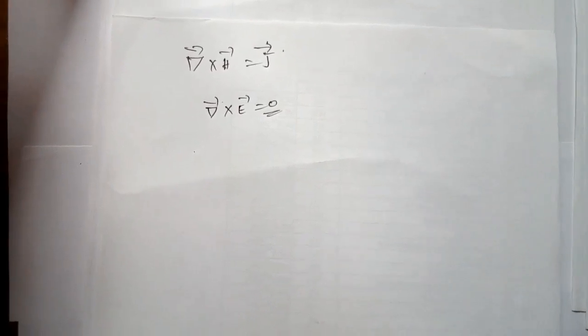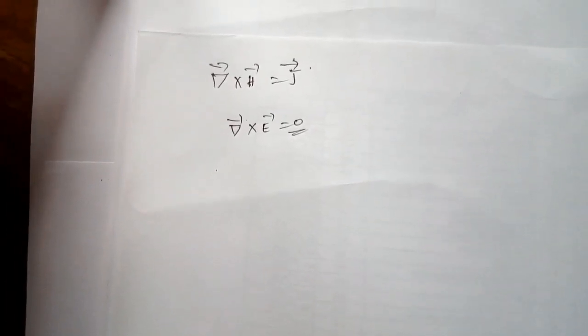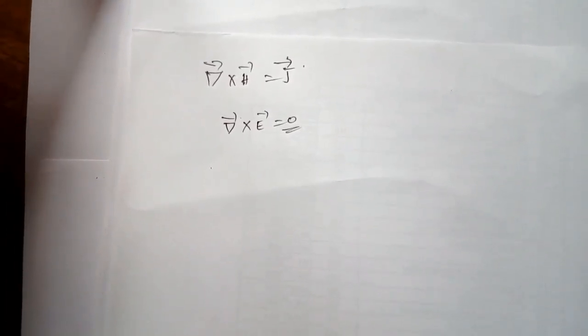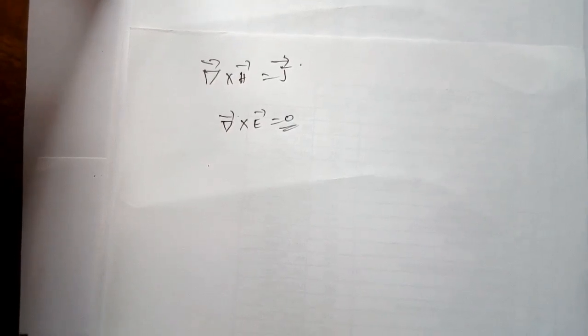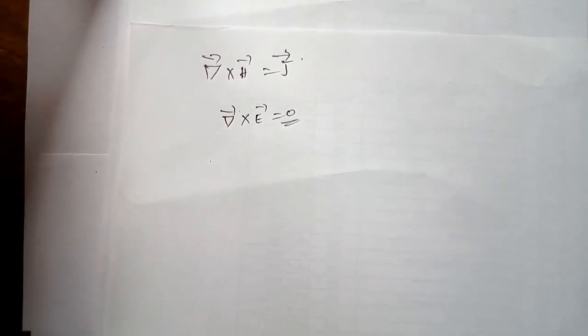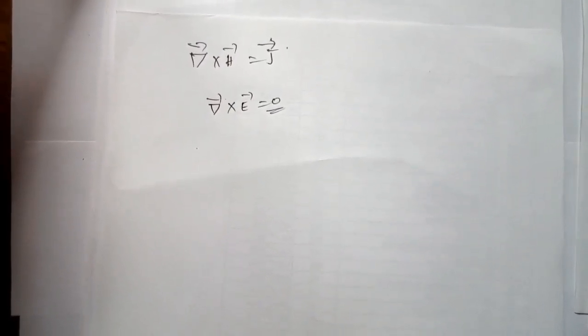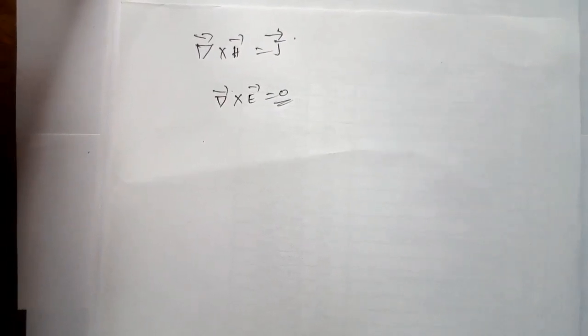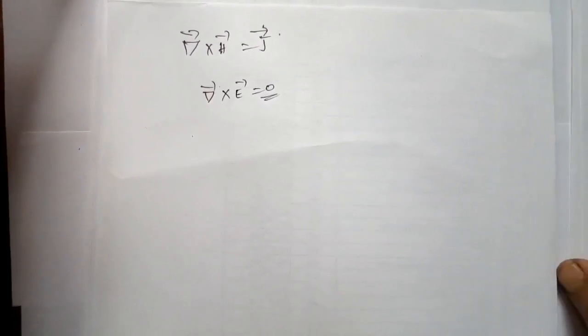So this is very, very important whenever you solve numerical problems. If the problem mentions an irrotational vector, you should immediately understand that del cross of that particular vector is equal to 0. With that we can evaluate. That is the hint we can always take from that.